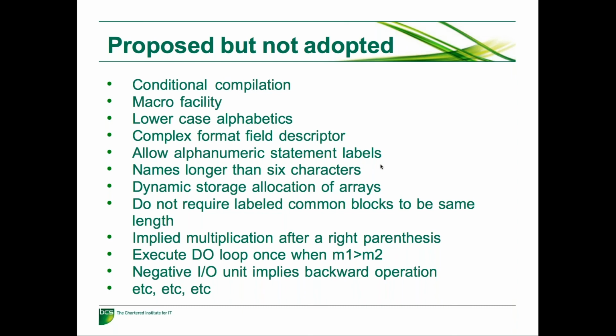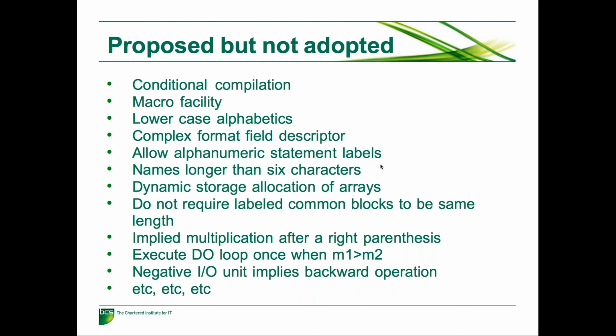Dynamic storage: people were scared of it, since even quite elementary structures were beyond the capability of the hardware of the 70s. So dynamic storage was considered out of action. And then quite trivial things, like not requiring labeled column blocks with the same length, which most people did, but that was rejected. And then oddball things like implied multiplication after a right parenthesis, as in mathematics.